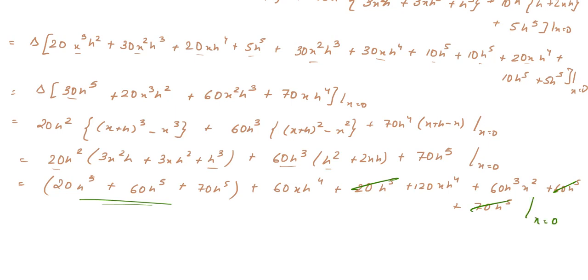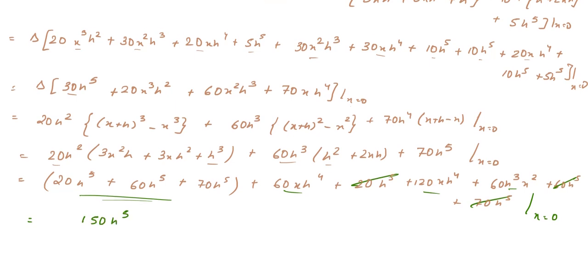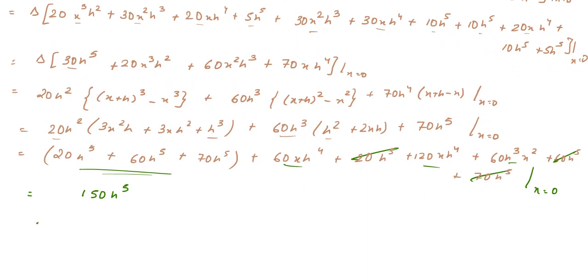So now we will apply this x is equal to 0, and all these values which are outside bracket will get neglected, and we are only left with 150 h to the power 5. So when we are choosing h is equal to 1, here in the end if we choose h is equal to 1, this value will come out, which was delta 3 to the power 5, which was 150 h to the power 5, where h is equal to 1. So this value will be 150.